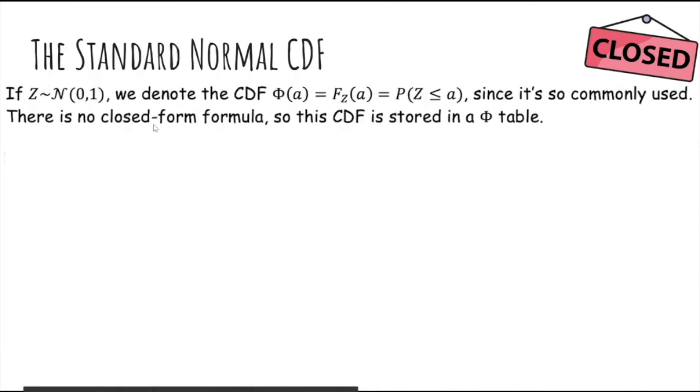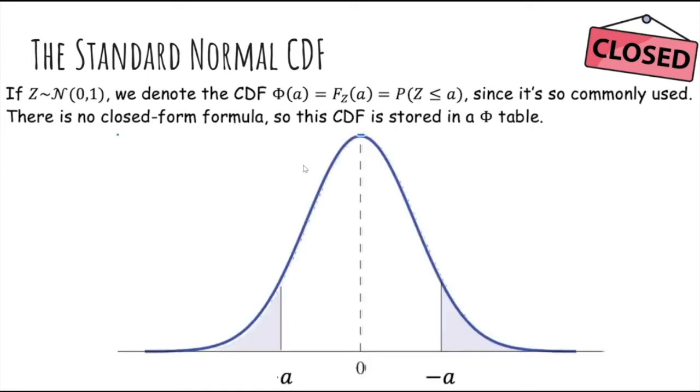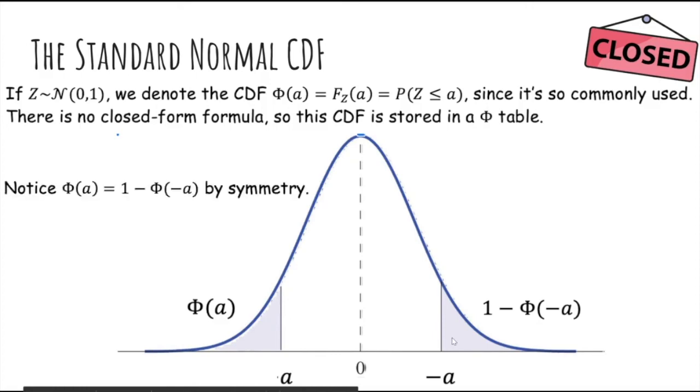The standard normal CDF is the CDF of the special standard normal, which is normal(0, 1). We denote the CDF using a special symbol, phi of a, because it's so commonly used. It's just the probability that the standard normal Z is less than or equal to little a. There's no closed form formula, so we have to look it up in a table. Remember, phi of a is just the area to the left of a. Because the normal distribution is symmetric, the area to the left of a is the same as the area to the right of negative a. That shows that phi of a is the same as 1 minus phi of negative a, because phi of negative a is the area to the left of negative a, and 1 minus that is the area to the right.